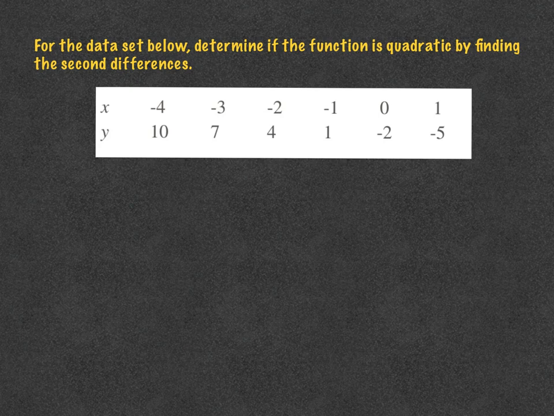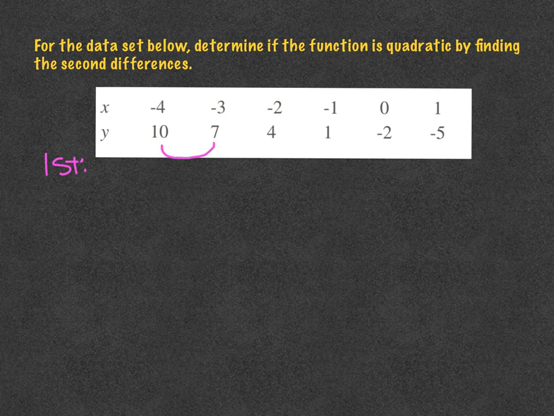So here's an example of the kind of problem you're going to see in the first part of your homework. It will say, for the data set below, determine if the function is quadratic by finding the second differences. So in order to carry this out, we have to find the first differences first. So remember, to do that, we take any term and subtract the term before it.